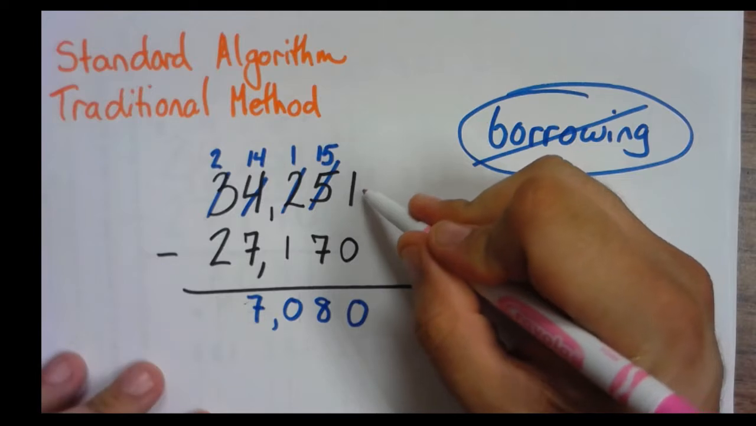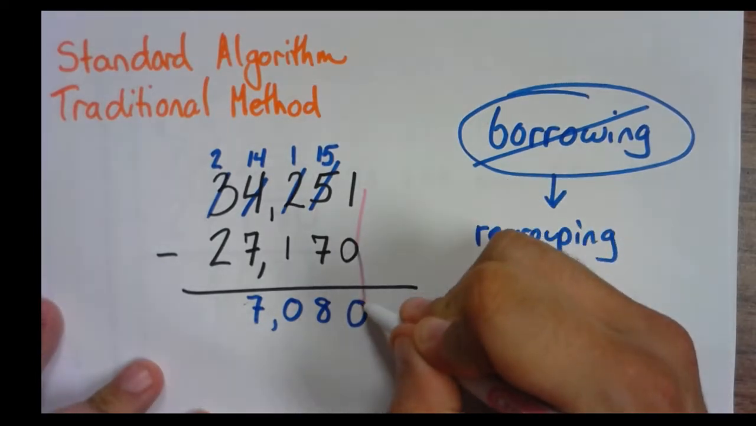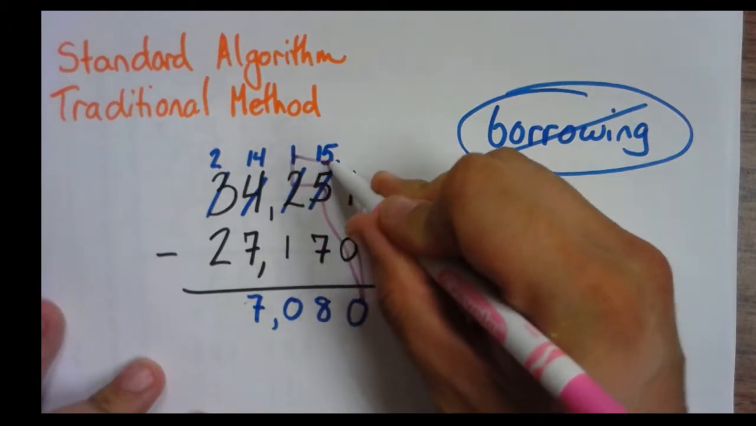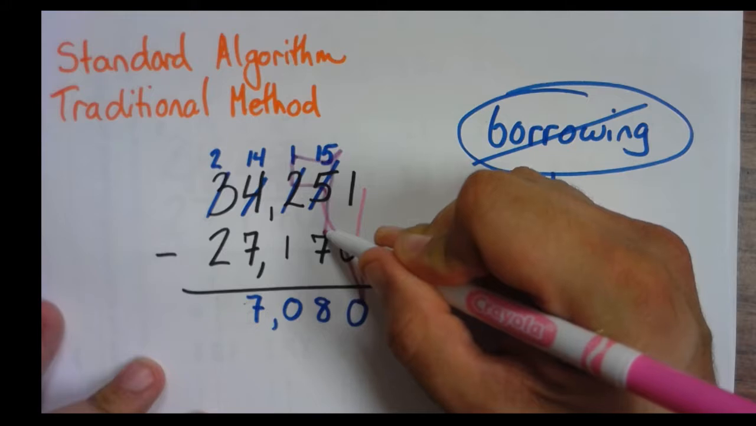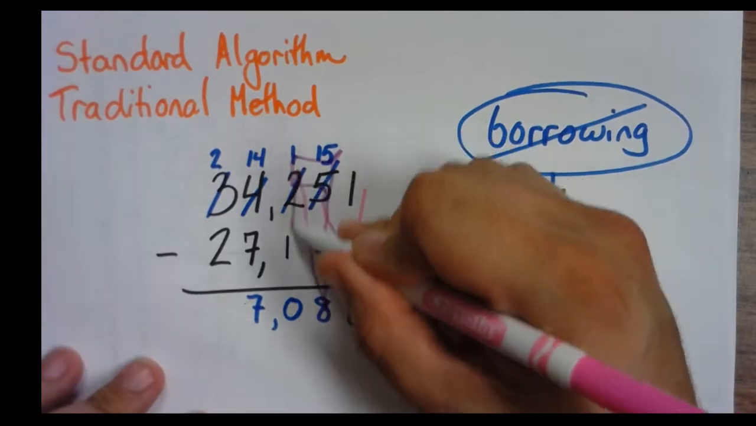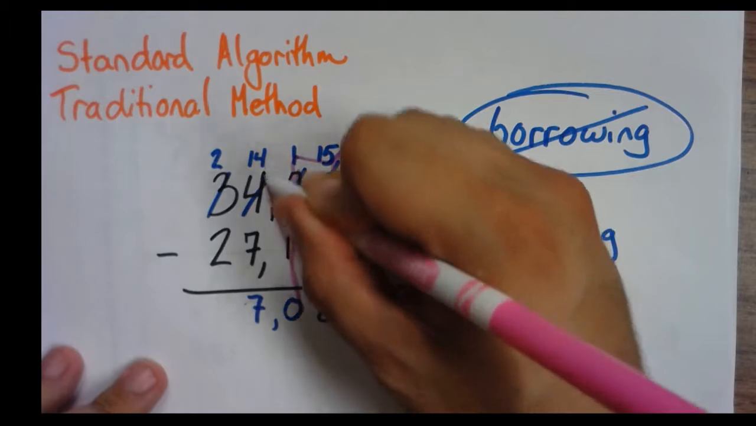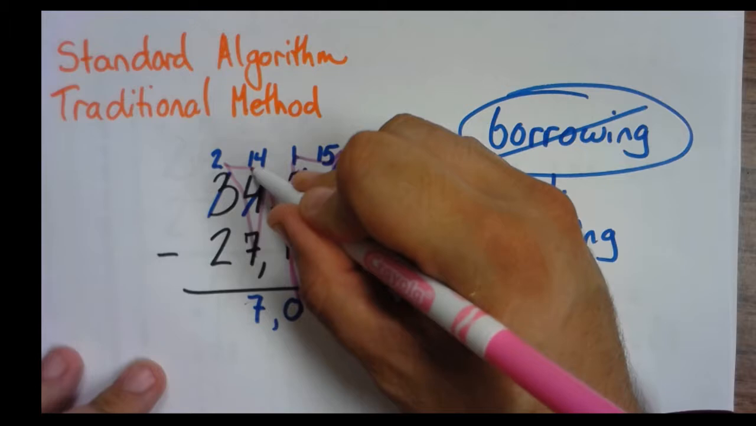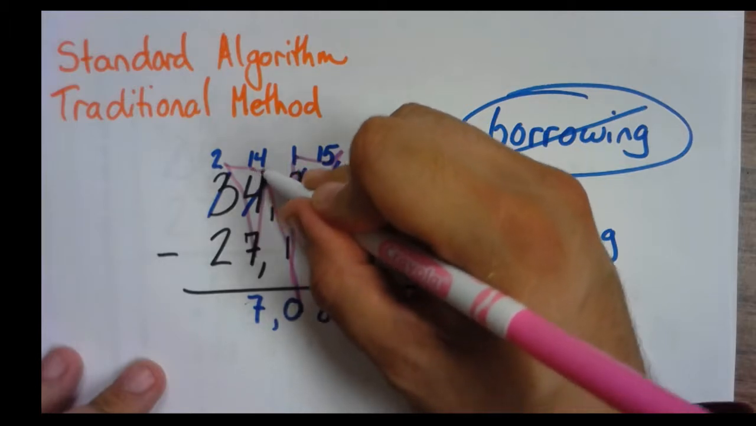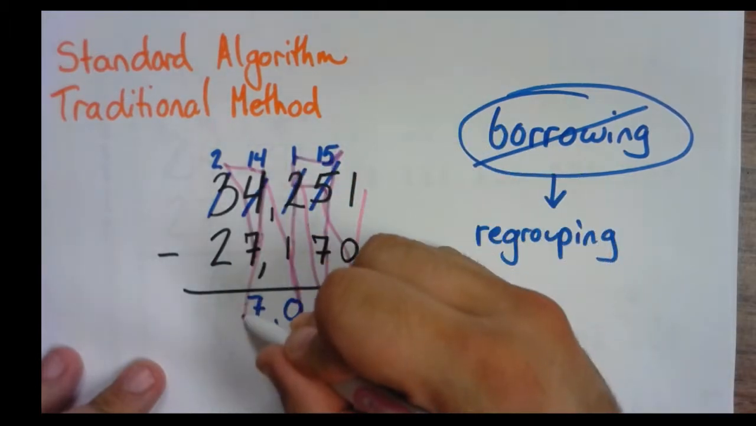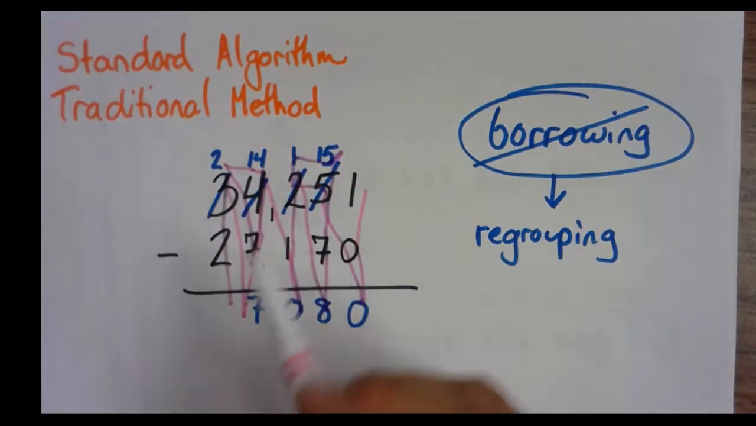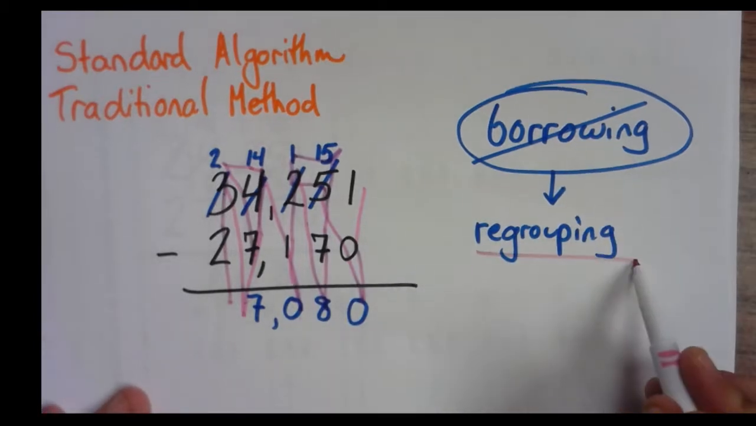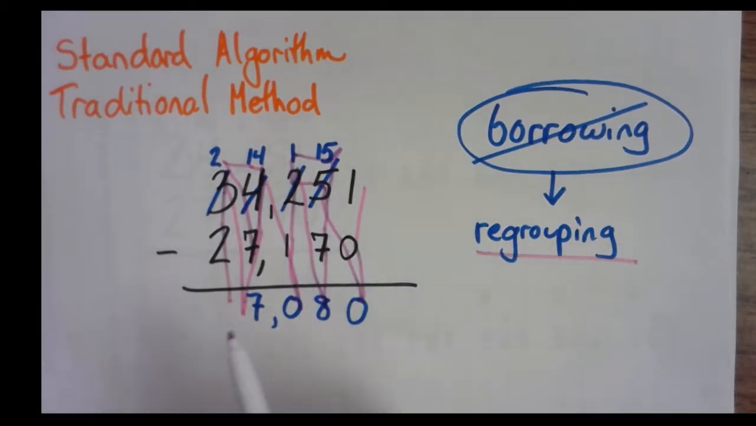All right, so I did 1 minus 0 equals 0. 5 minus 7 I can't do, so I had to take that 1, make this 15. 15 minus 7 equals 8. 1 minus 1 equals 0. 4 minus 7 I can't do, so I had to regroup. 2 makes the 3 goes to a 2, and that makes it 14. 14 minus 7 equals 7. 2 minus 2 equals 0. You can see I'm kind of bouncing all around here, and I'm continually switching from regrouping to my subtraction.